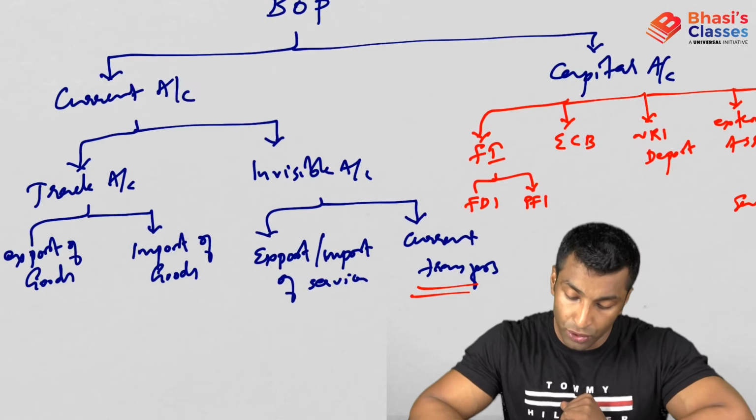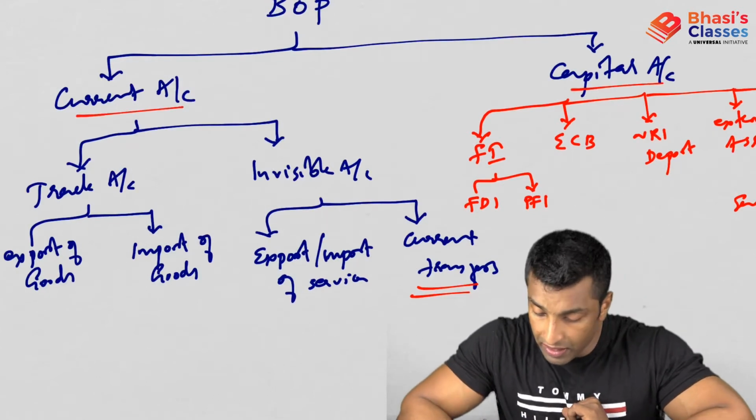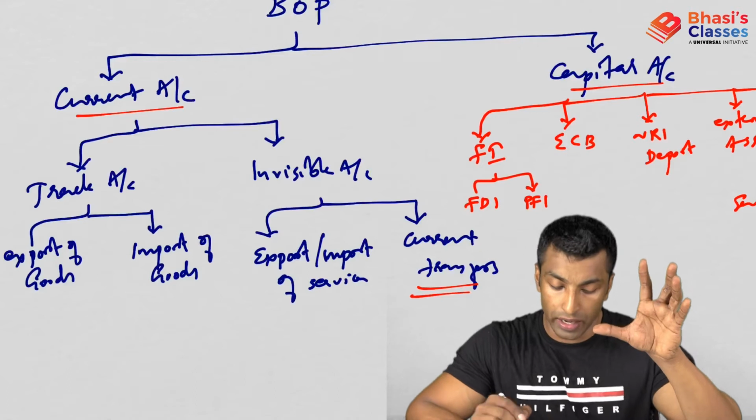So these are your two accounts, current account, and then we have a capital account. So current account, trade account, and invisible account.